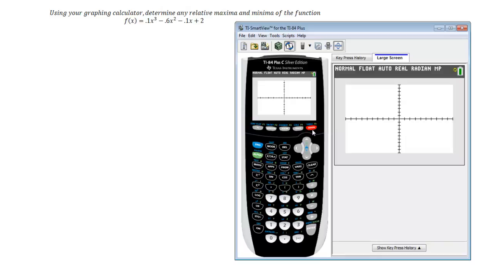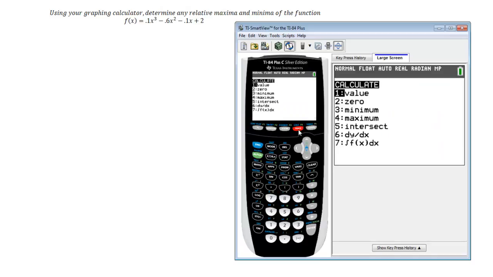So now when I have this, I recognize that in my graph I have a max value here and a min value here. I have a max value up here and a min value over here. So if I want to determine the max value, I'm going to hit second, trace, which really stands for calculate. Hopefully you can see right above the trace button, you see CALC in blue. So that stands for calculate.